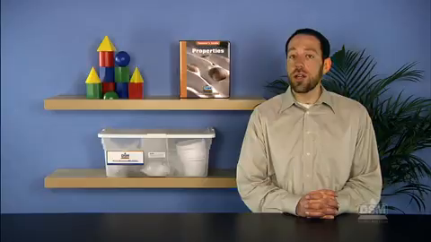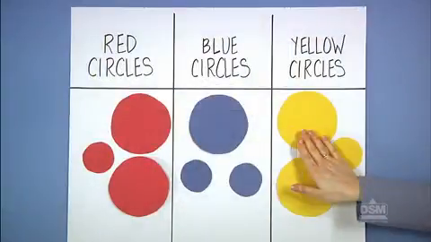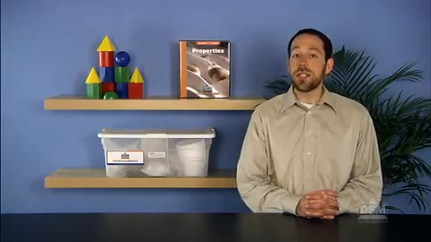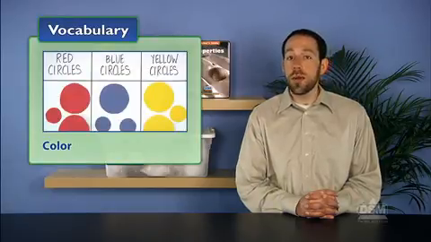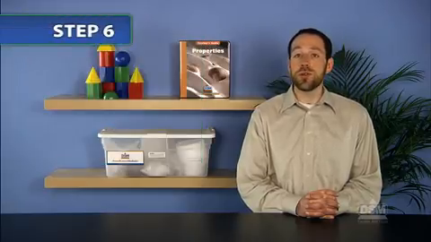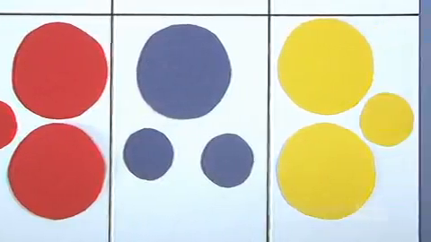Point to the third chart on the board with the columns labeled red circles, blue circles, and yellow circles, and place the circles on the chart accordingly. Explain to the class that you have sorted these 3 circles by color, a property of objects that enables us to visually distinguish them by shade or tint. Continue sorting the paper circles in Group 2 until they're all sorted. There should be 3 red circles, 3 blue circles, and 3 yellow circles.